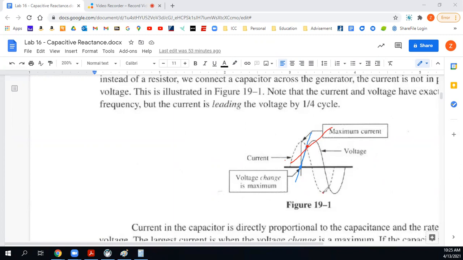The current is maximum at the bottom peak, so maximum in the opposite direction, where this rate of change is at its maximum decline, right? Does that make sense?